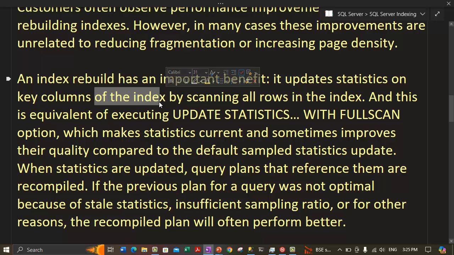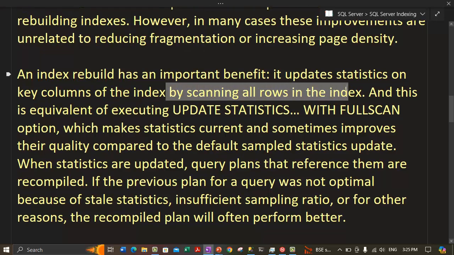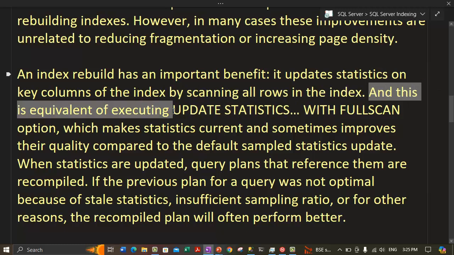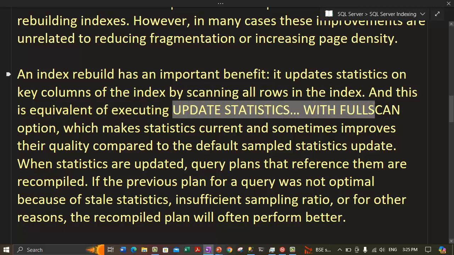And how are these statistics computed? The index rebuild process scans all the rows of the key column in the index and computes the statistics. This is equivalent to executing the statement UPDATE STATISTICS with FULLSCAN.